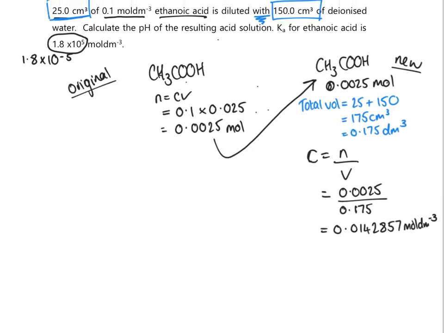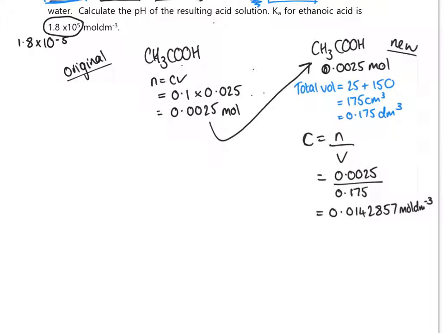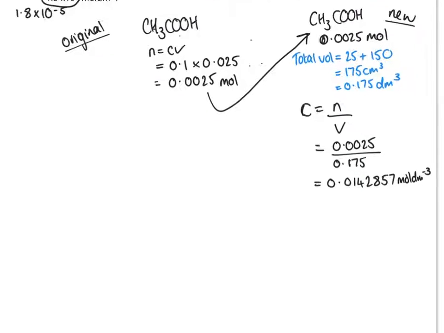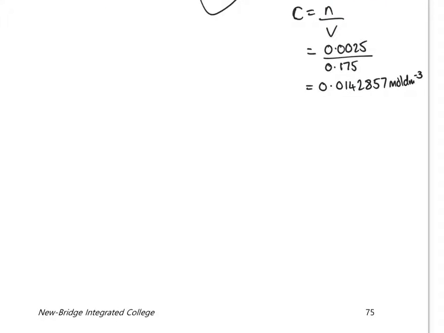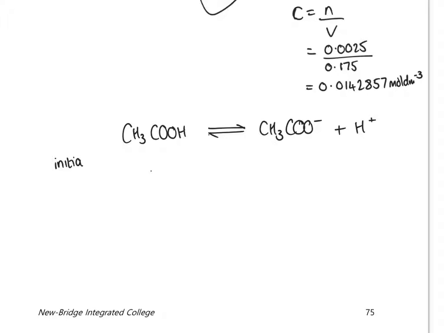So that gives me the concentration of my new dilute solution of ethanoic acid. But I can't calculate the concentration of hydrogen ions just using my dissociation equation, because we know that ethanoic acid is a weak acid and so will only partially dissociate to give its ethanoate ion and its hydrogen ion. So we need to use an equilibrium calculation in this case. So we need to work out our initial concentration, our reacting concentration and our equilibrium concentration.